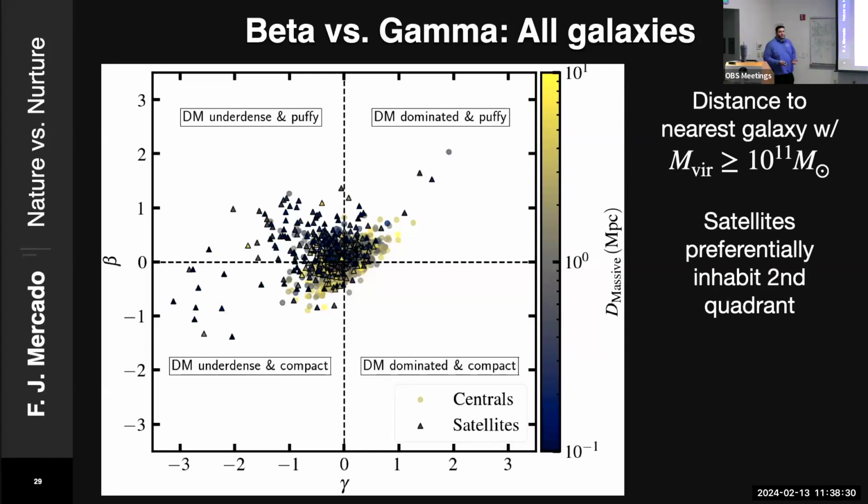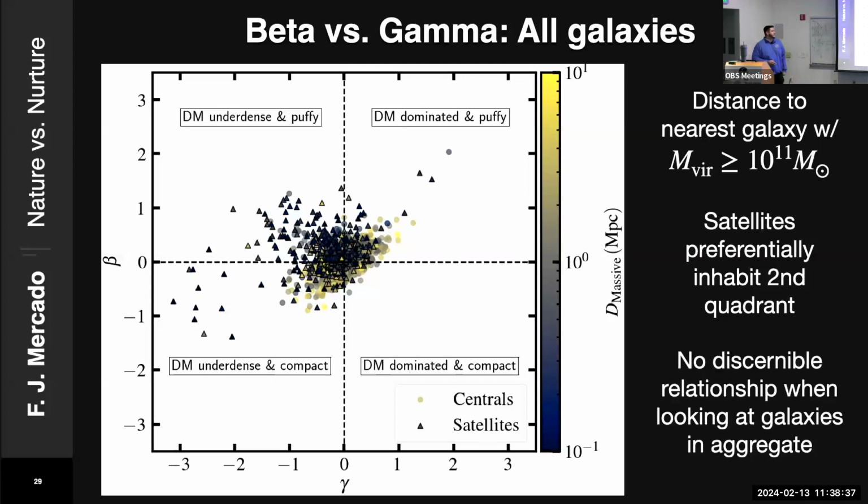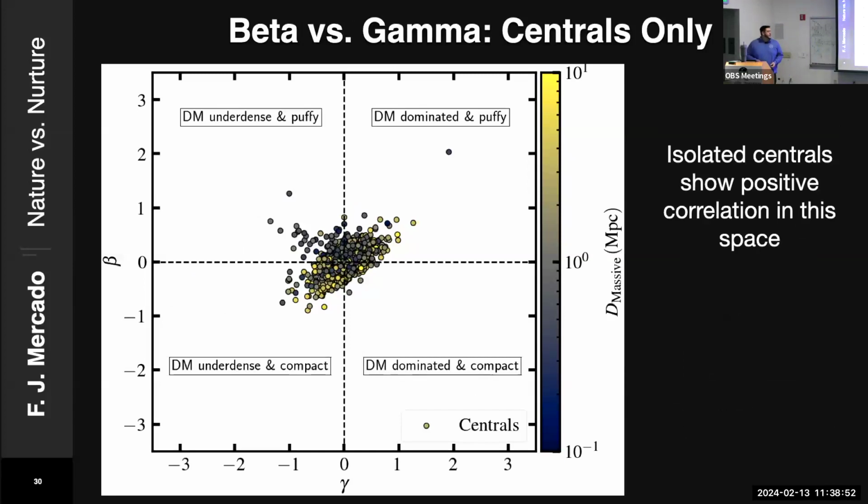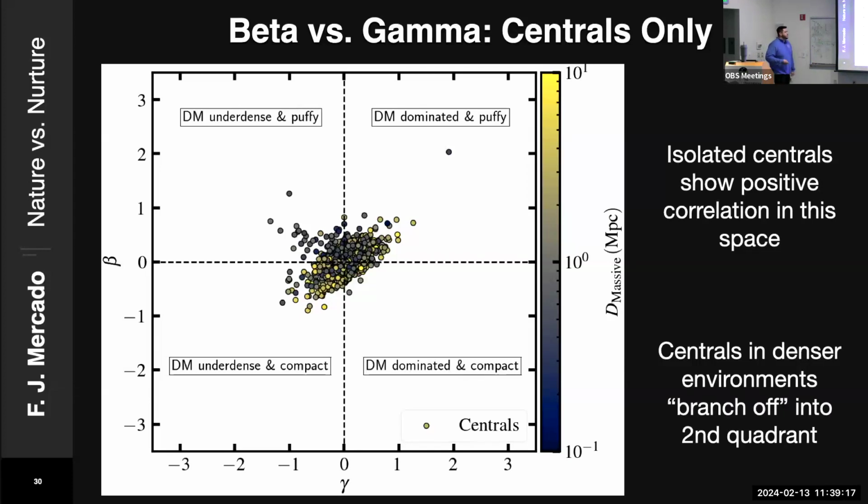But in aggregate, we don't really see much of a relation between these two quantities. However, if we get rid of the satellites, right? So yeah, there's no clear relationship here. But if we get rid of the satellites, we see something interesting in that the centrals that are further away from massive galaxies, or these more isolated centrals, tend to have some relationship. So as you get more dark matter dominated, you do seem to get a little bit puffier. But then as you get closer and closer to a more massive companion, you start to see that there's this track that these galaxies start to travel into, that these satellites like to inhabit, right? So to see a little bit more of how the environment plays a role in, yes, is there a question?